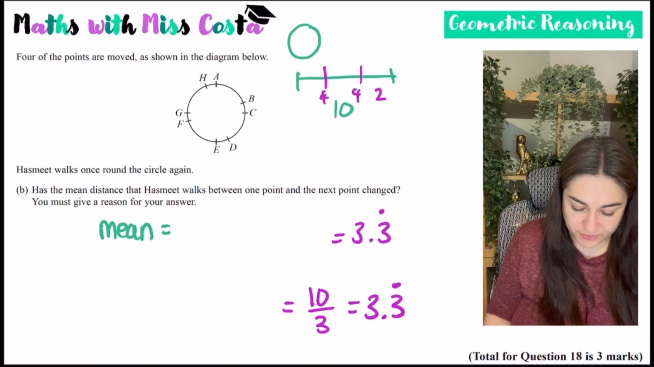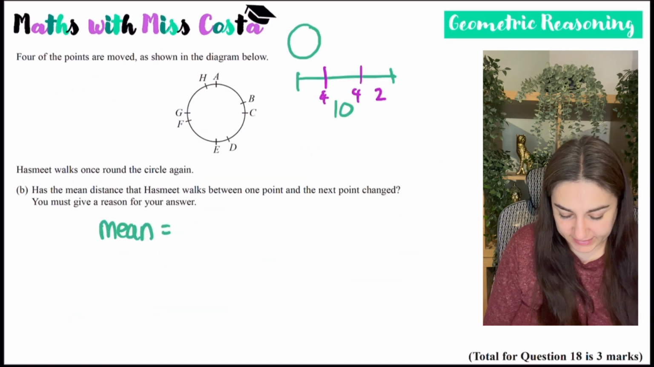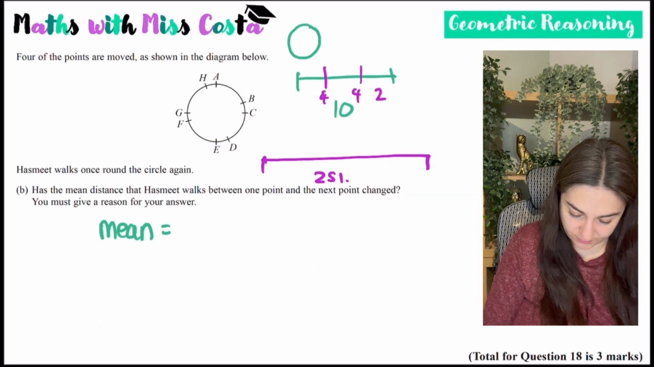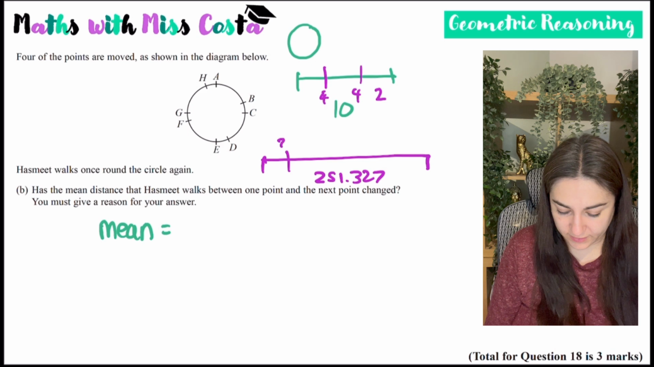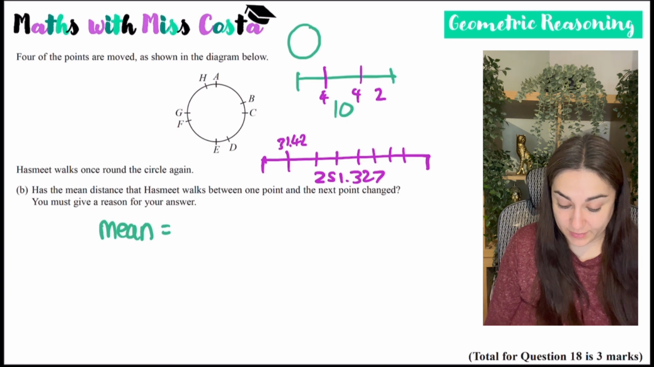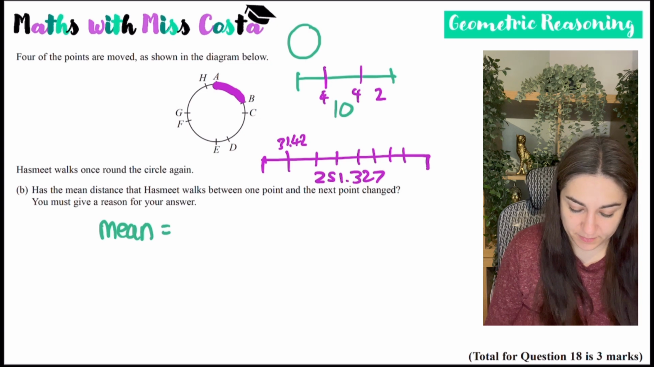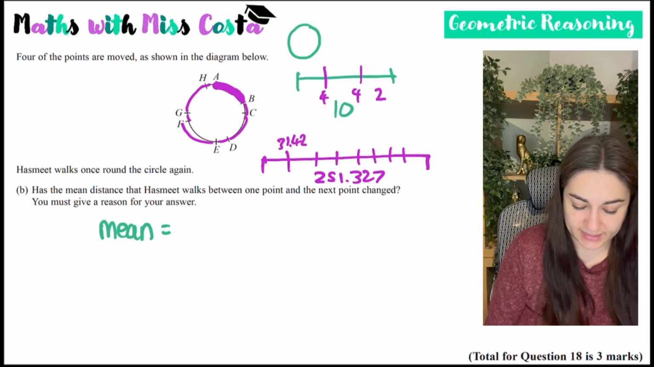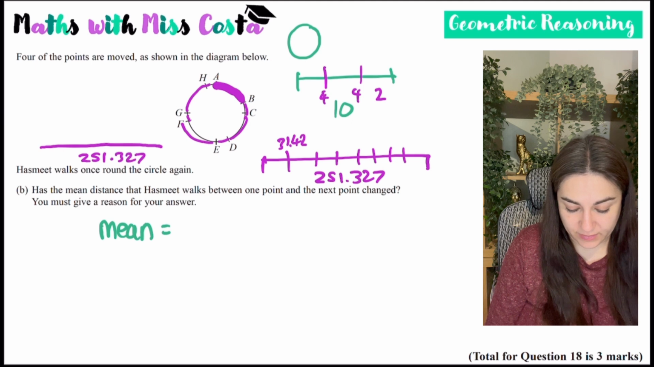So my original circumference for this was 251.327, and I had an average distance of 31.42 because they were equally spaced. So if I did 8 lots of 31.42, it still adds to 251.327. Now this distance has changed, so it might be a little bit bigger. This one's smaller, this one's a bit more, this one's a bit less, this one's a bit more, this one's a bit less, this one's a bit more. But if I untangled that circle, it's still going to end up being 251.327.